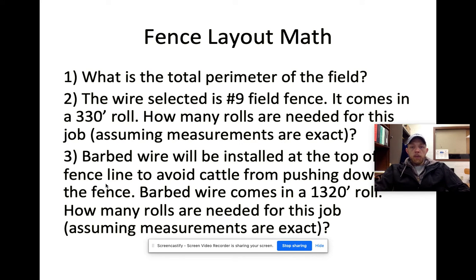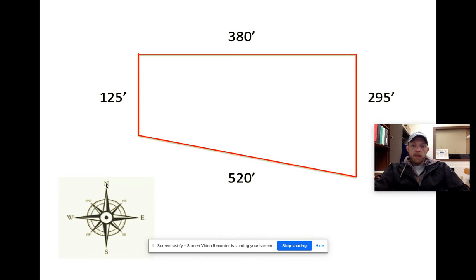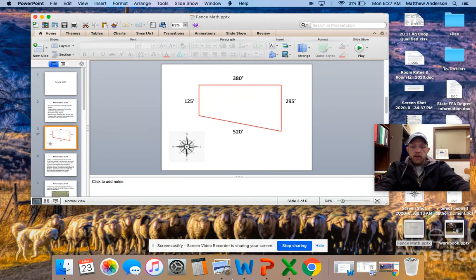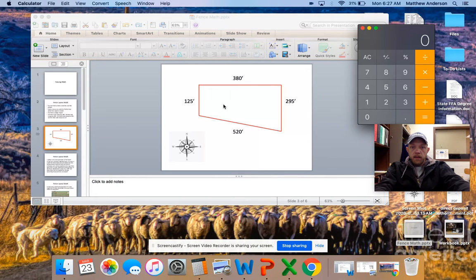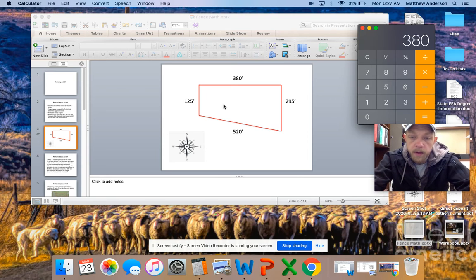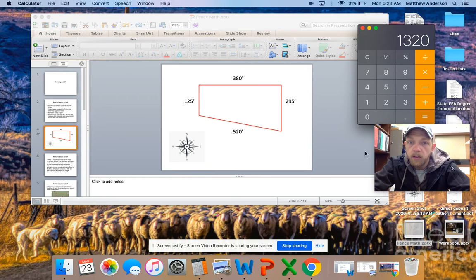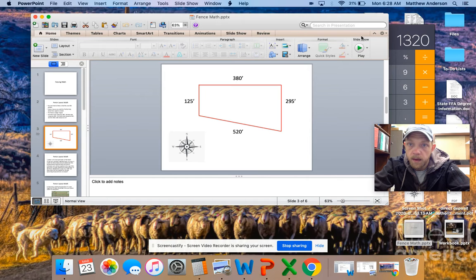So what is the total perimeter of the field going back? Well, perimeter is just the total measurement of the exterior. So we could do the math together. Pull up our calculator. We've got 380 plus 295 plus 520 plus 125. 1,320 feet. Okay.